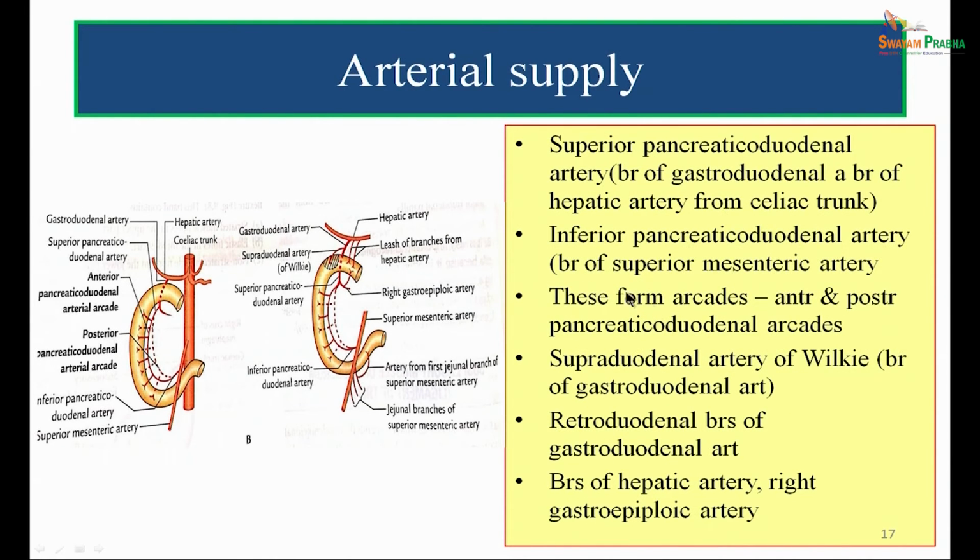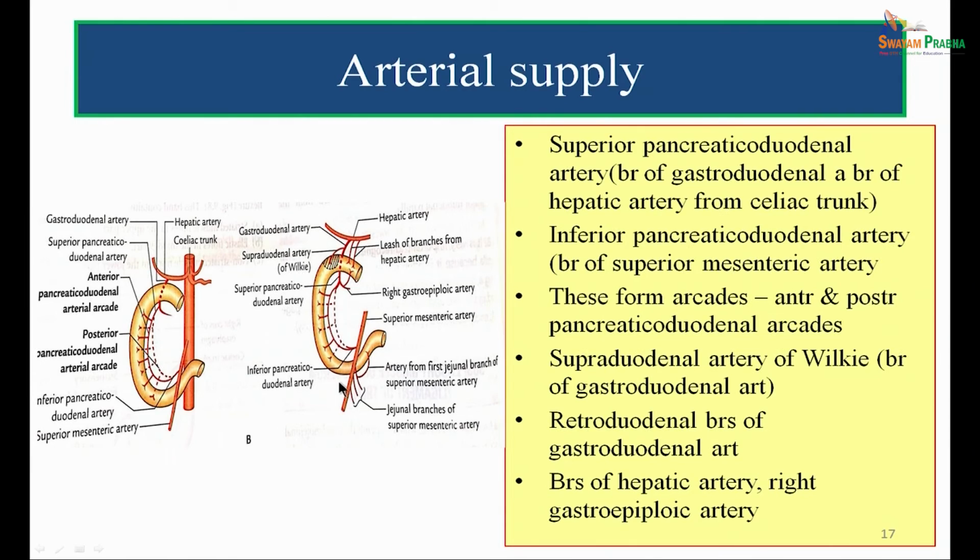Coming to the arterial supply. A whole list of arteries supply the duodenum. The superior pancreatico-duodenal artery, which is a branch of the gastroduodenal artery, which in turn is a branch of the hepatic artery, and that in turn is a branch of the celiac trunk. The inferior pancreatico-duodenal artery, which is a branch of the superior mesenteric artery. These two are the major arteries supplying the duodenum. These two arteries will form arcades, an arch of arteries known as anterior and posterior pancreatico-duodenal arcades.